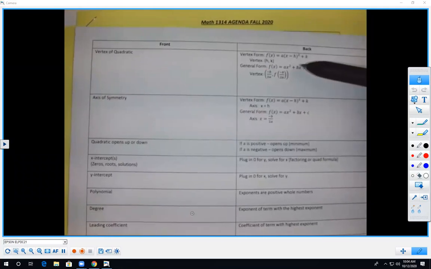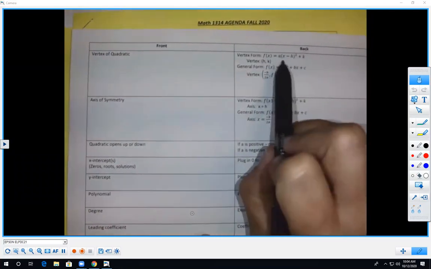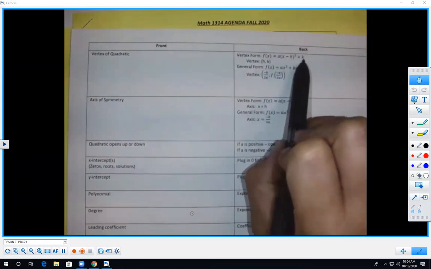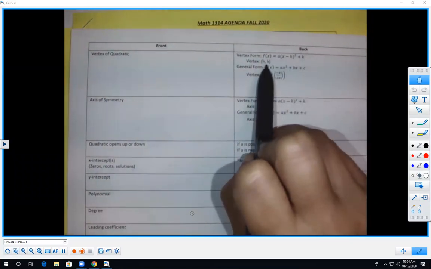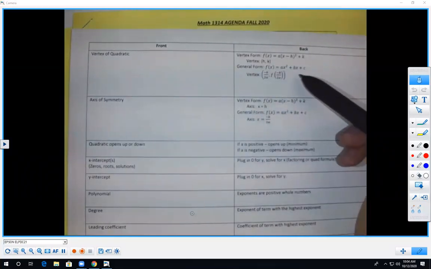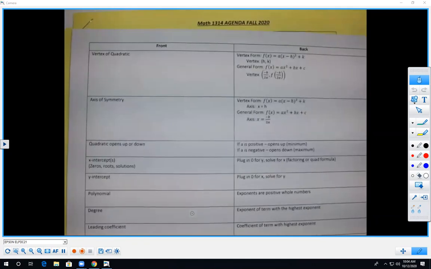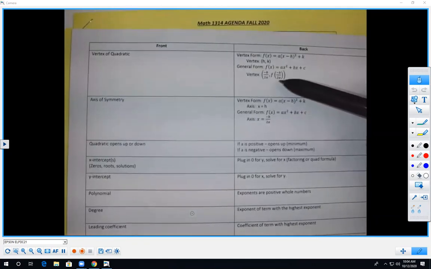So the first thing is the vertex of a quadratic. Remember, you have two different forms. The textbook calls it general form and standard form. I called it vertex form on here. If it's in the form of a times x minus h squared plus k, your vertex is just h and k, not x, h and k. If it's in general form, the ax squared plus bx plus c, your vertex is negative b over 2a as the x value. The y value is, plug in the x value into your function, work it out, and get out the y value.